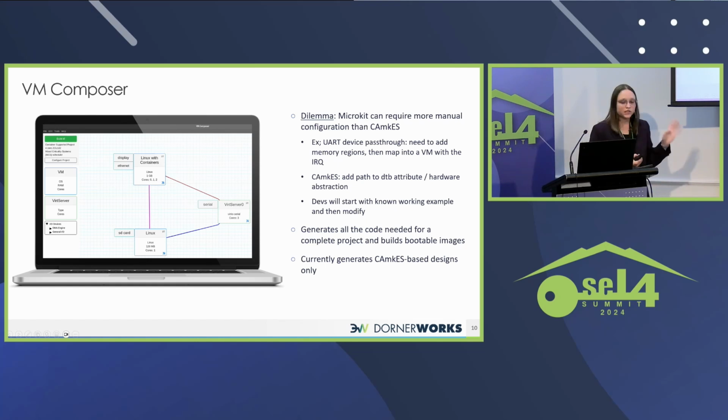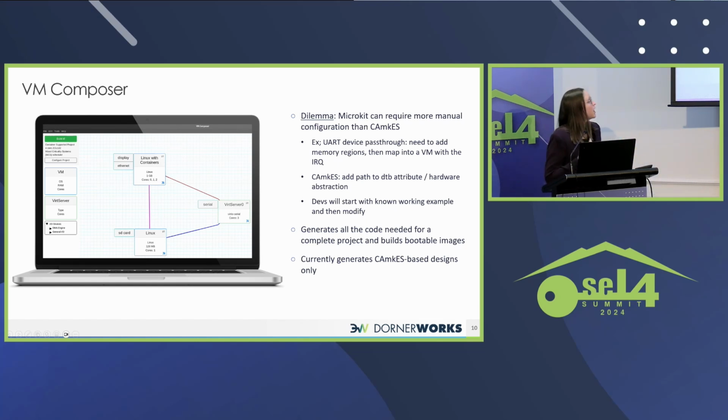So here's just one example of how Microkit can require more manual configuration. Say you want to pass through a UART device. This is really common. With Microkit, you have to add in all the different memory regions. So you have to go back to the device tree source. Okay, so what's the path that I have to add in? What's the IRQ? Then you have to map that back into the protection domain, and you also have to add that to your VM source. So it just becomes a little bit more cumbersome.